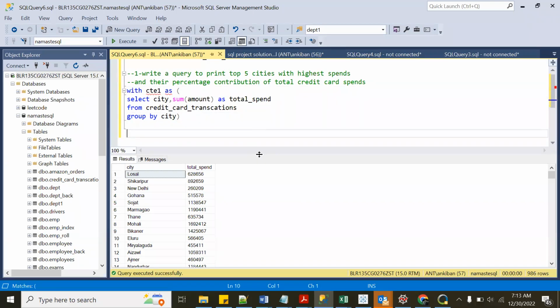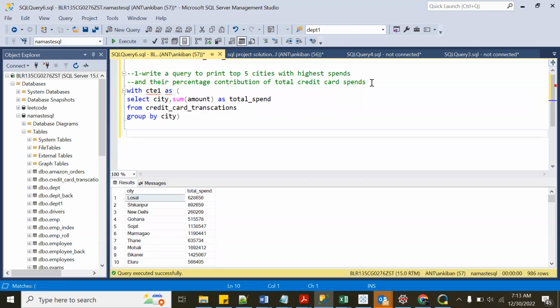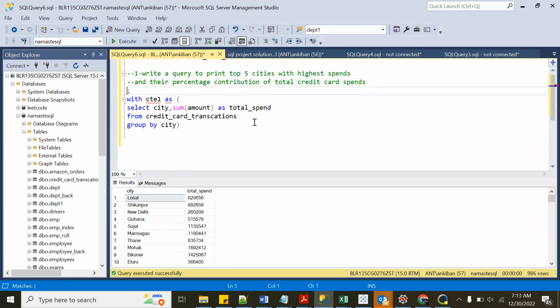Okay, so this is my city-wise. Then I will say total spend. Select sum of amount. I can just directly take from the credit card transactions also, right? I need an overall amount. That's it.